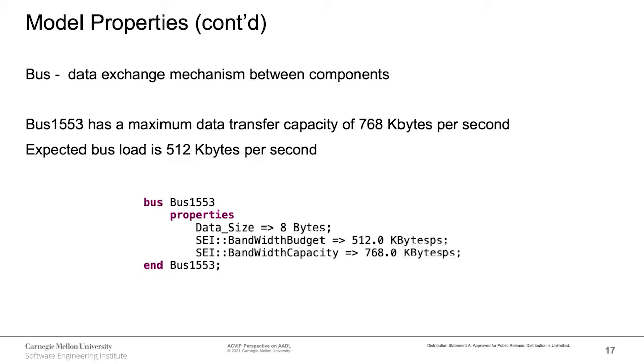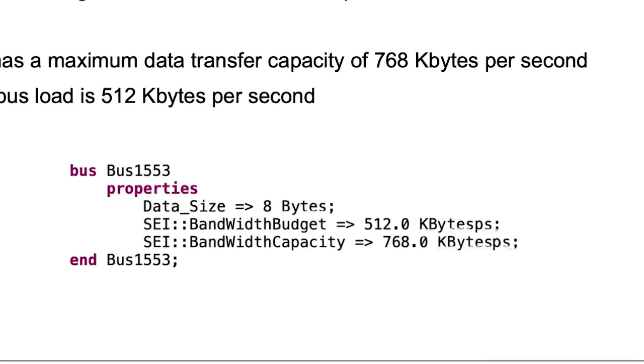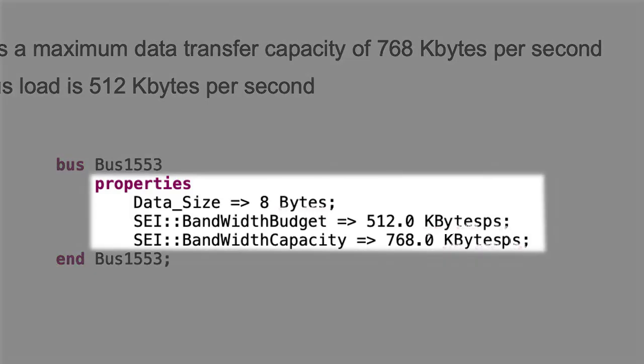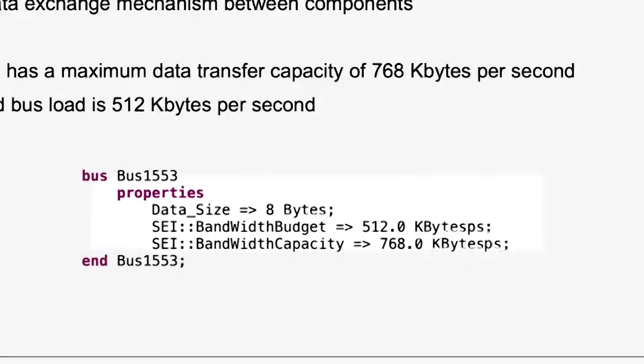It is important to note that if you want components to talk to each other, they should be connected to the same bus. This code snippet shows how a bus model can be defined in AADL. Bus 1553 has 3 properties with data size set to 8 bytes, bandwidth budget set to 512 kilobytes per second, and bandwidth capacity set to 768 kilobytes per second.